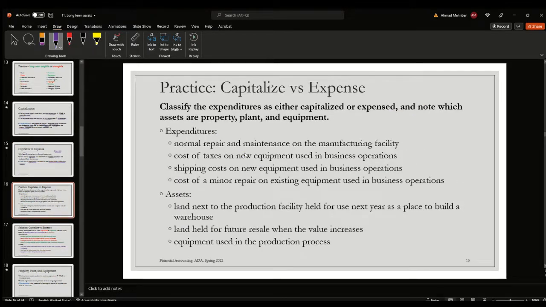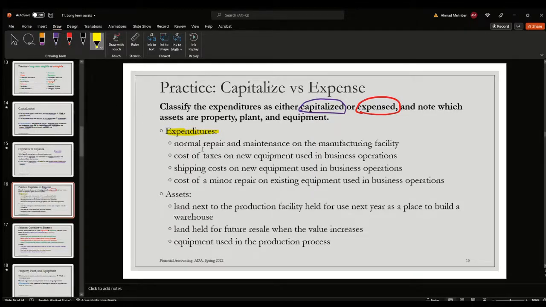Let's review this practice example and try to understand what we're specifically talking about. Classify the expenditure as either capitalized or expensed. So it's either capitalization or expense. And note which assets are property, plant, and equipment on the bottom here. So let's look at the expenditures that we have incurred. The expenditures that I'm talking about are right here. Let's review them.